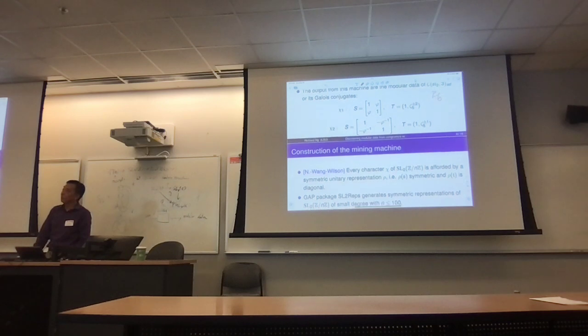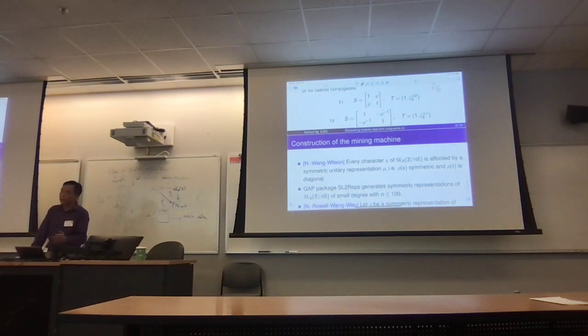Remember that these representations are symmetric. I realize that if you have a symmetric representation as an input, your job is a little easier, maybe a lot easier. So that's why we separated this topic with my student and postdoc. We basically say, okay, every character of SL2 Z mod N is afforded by a symmetric representation. So you can always find a representative which is symmetric. We prove it exists, and actually we can construct it.